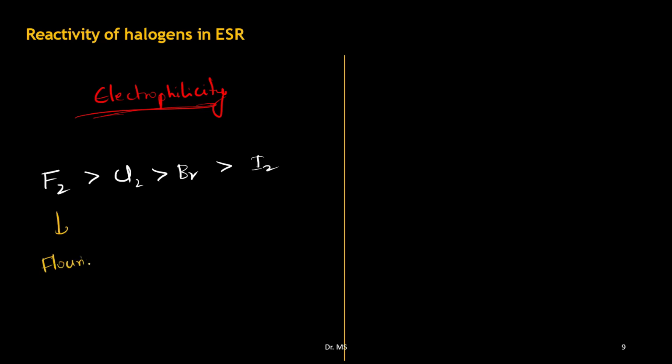So fluorination is highly reactive. What is the meaning of fluorination? That means you are attaching fluorine on the benzene ring. We call it fluorination. If you are attaching chlorine on the benzene ring, you call it chlorination, then bromination, iodination. So fluorination is highly reactive.